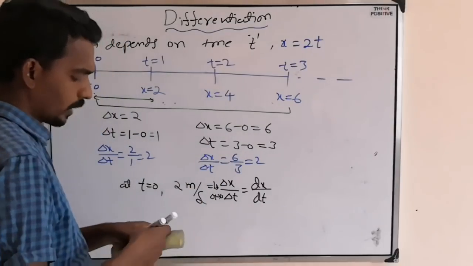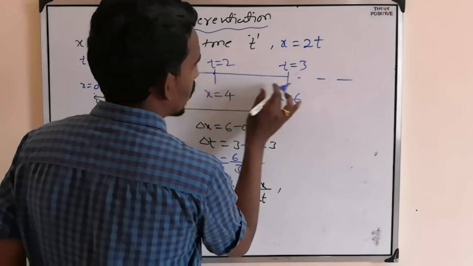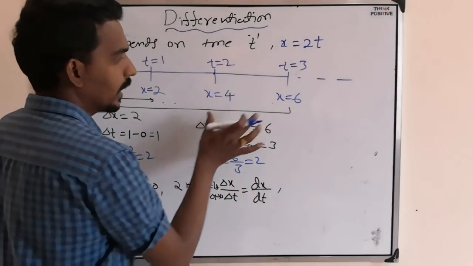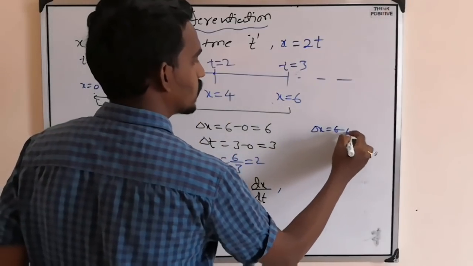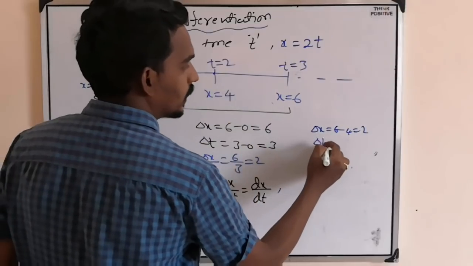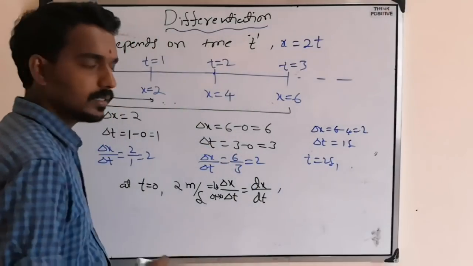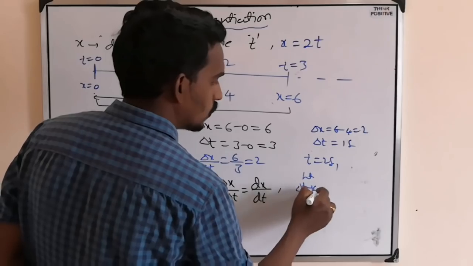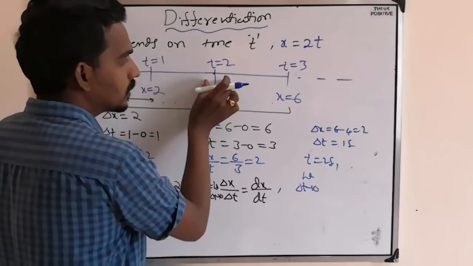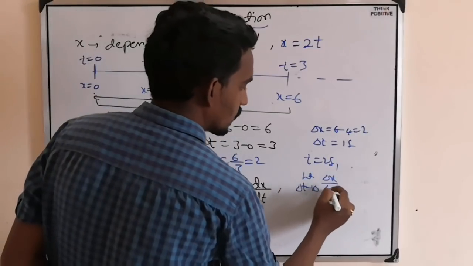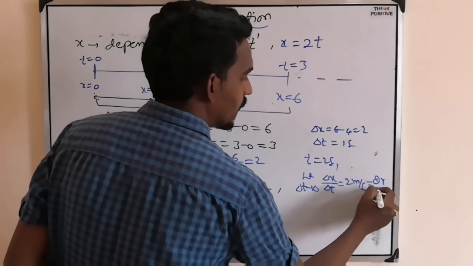Similarly, at t equal to 2 you take. Now, at t equal to 2 in 1 second means 2 to 3. Again, what is the change in x? It changed from 4 to 6. So delta x is 6 minus 4, 2, and within time 1 second. Now you can say at t equal to 2 seconds, that means now not from one to other, only at t equal to 2 seconds the x is changing at 2 meter per second. So this is called dx by dt.